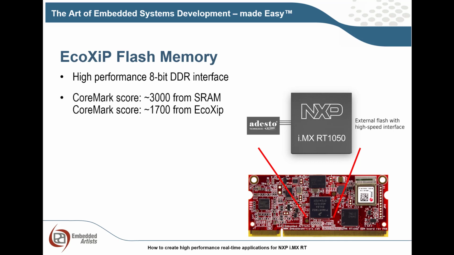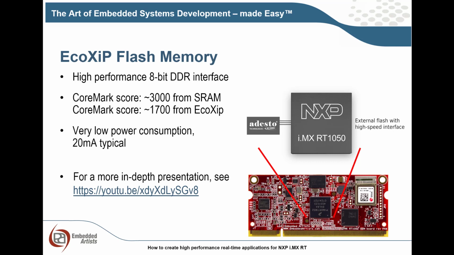You might think that execution performance will take a serious hit when executing from external flash, but that is not the case. Just to give some numbers to relate to, running from internal SRAM gives a CoreMark score of about 3000 when running at 600 MHz core clock. Running from the Echo XIP gives a CoreMark score of about 1700. This is still a very good number. The power consumption of the flash is also very low, typically only 20 milliamps.